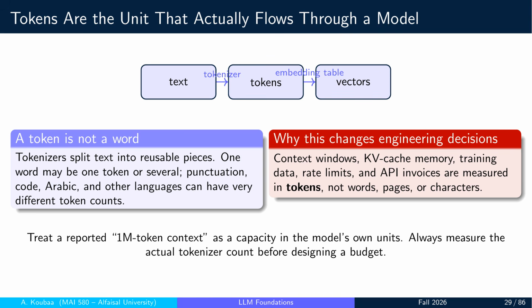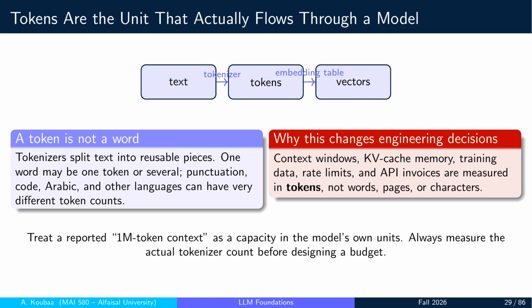Now the left block. A token is not a word. Tokenizers split text into reusable pieces. One word may be one token or several. Punctuation, code, Arabic, and other languages can produce very different token counts for text of the same visible length. That is not a small detail in this class, because several of you will build agents that work in Arabic, and the same paragraph in Arabic and in English will not cost you the same.